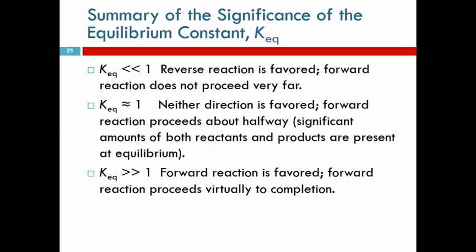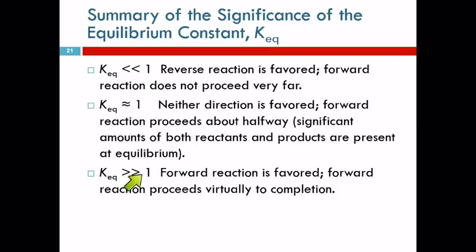So this is a summary of those ideas. If KEQ is much smaller than 1, the reverse reaction is favored. The forward reaction just doesn't go very far. It makes a little tiny bit of product. It's in equilibrium, and so the product that is being made is also reacting to form the reactants. But when you look at the concentrations, the concentration of product is very small.